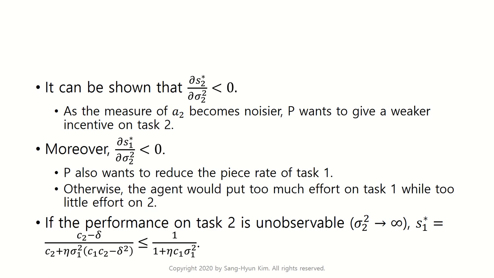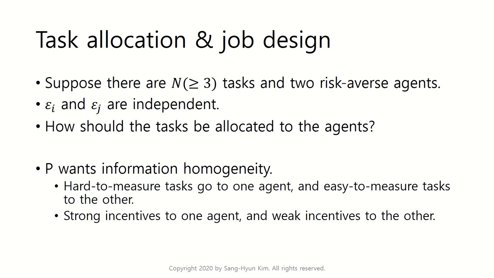So what's the lesson here? What do we learn? The lesson is, if the measurability of the two tasks is very different, then you cannot give a very strong incentive on either of the tasks. You have to give weak incentives on both tasks, and that may invite additional inefficiency. So when you design a job, you have to think about this.